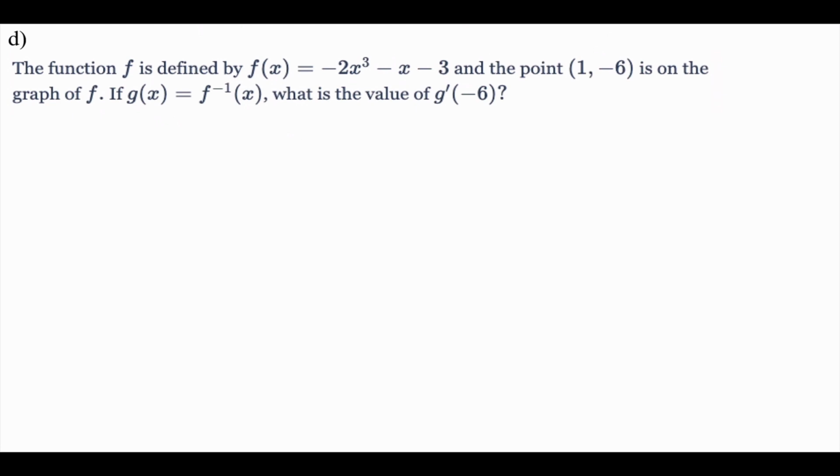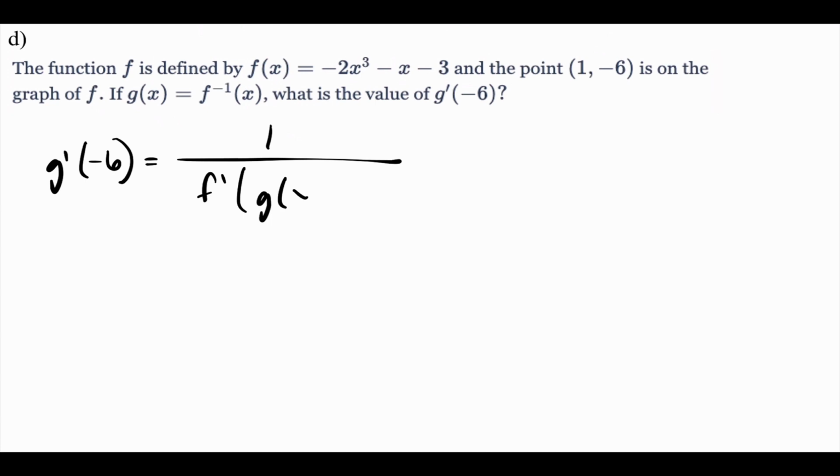Okay. So what is the value of g prime? So we want g prime. I'm going to use the one I've been using. So g prime of -6, 1 over f prime of g of -6. Start with this stuff here. To do that, I want a table. I'm going to make a table. Now, my table's not going to be very big.